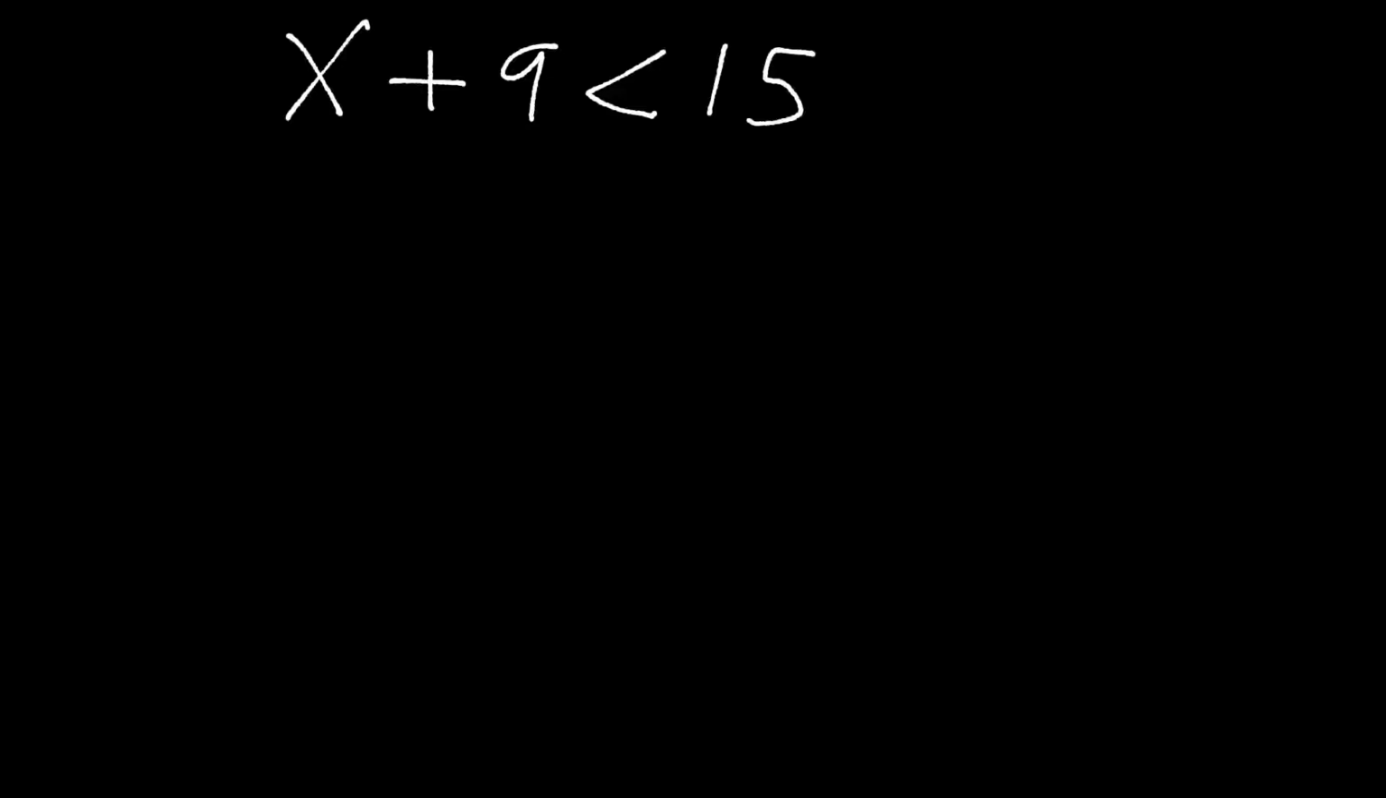And now, I have x plus 9 is less than 15. And I need to isolate my variable. I need to get rid of the constant, and since I am adding 9, I have to do the opposite. I have to take 9 away. So I get plus 9 minus 9, which becomes 0, and that gives me just x. I get 15 minus 9, which is 6, and I keep the less than sign. So my answer is x is less than 6.